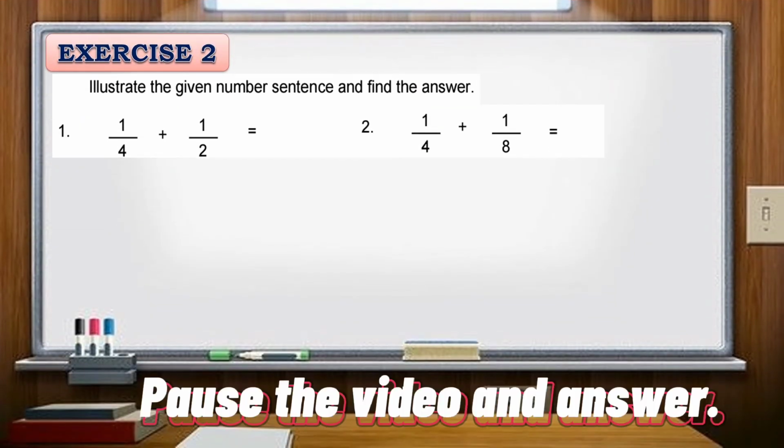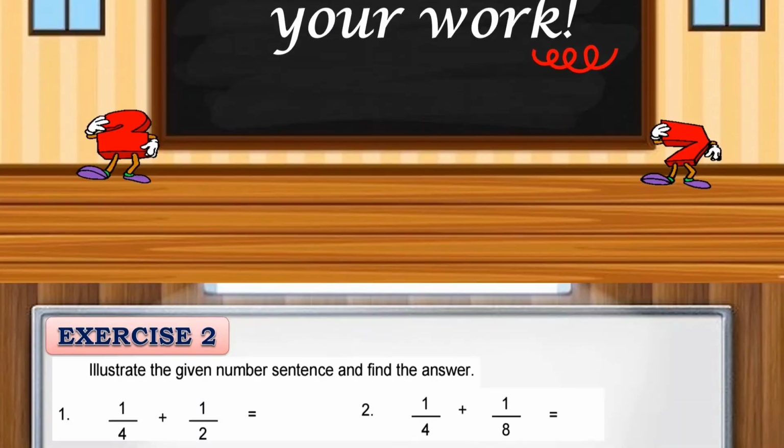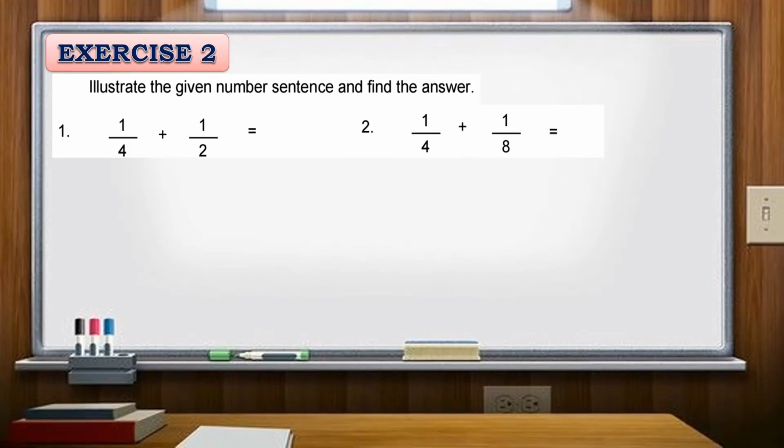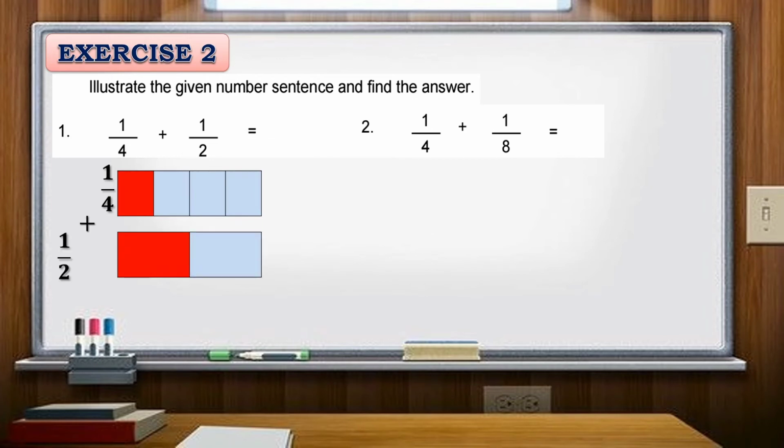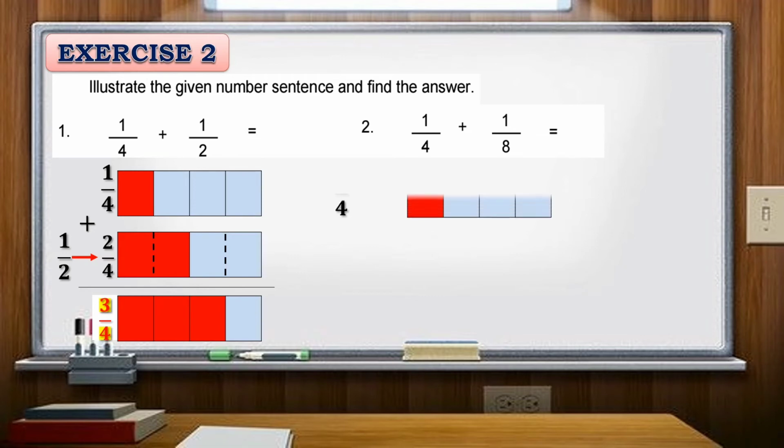Exercise 2. Illustrate the given number sentence and find the answer. Let's answer number 1. Let's illustrate 1/4 plus 1/2. 1/4, then 1/2 will become 2/4 to fit 1/4. So we can now add them. 1/4 plus 2/4 is 3/4. So this is our final answer, 3/4. This is the answer for number 2.